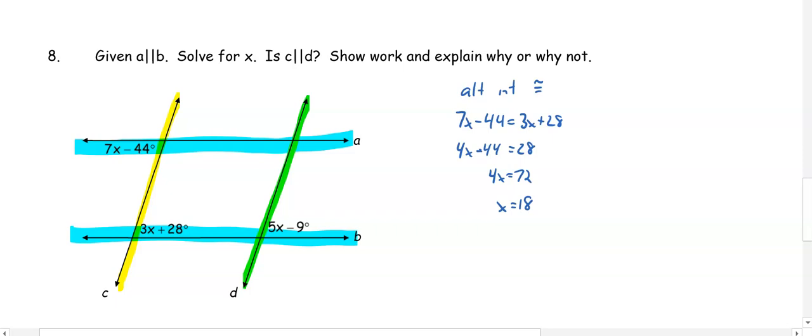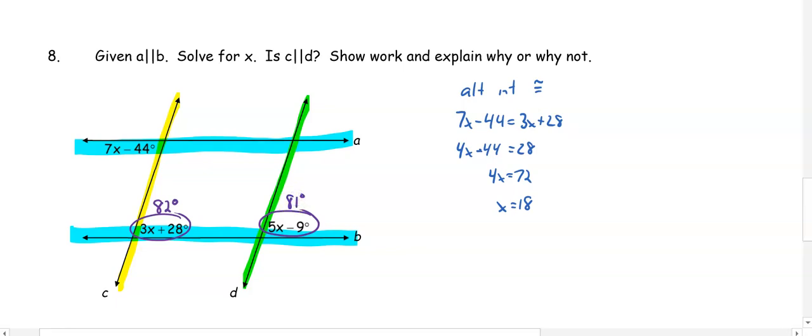Now, once we know x is 18, we need to figure out is C parallel to D. So we want to use this angle and one of the other angles to figure out what their relationship is. So if I use 5x minus 9 and 3x plus 28, those are corresponding angles. So we need to see, are these two angles going to be congruent? So we're going to put x into both of those. So we have 3 times 18 plus 28, and that gets us 82 degrees. Then we have 5 times 18 minus 9, and that gets us 81 degrees.